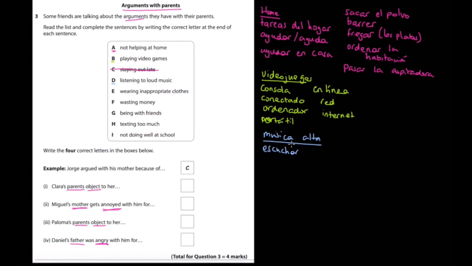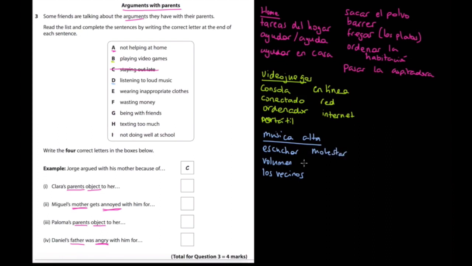But instead of música alta, I might hear something about el volumen. It's the volume, the loudness. I might hear something about, for example, los vecinos, the neighbors. If you're listening to very loud music, you may hear something about it bothering the neighbors, for example. And bothering, remember, it's the word molestar.